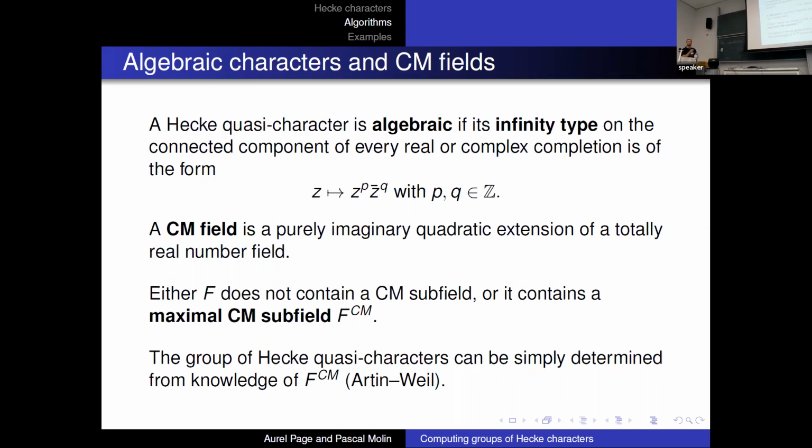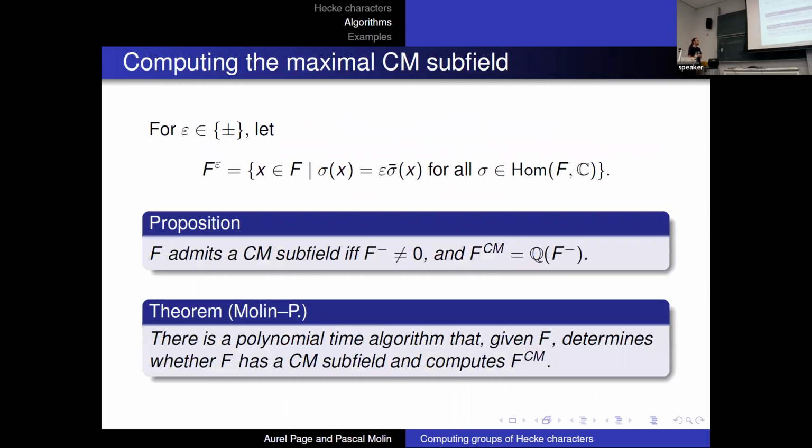So the whole difficulty is reduced to computing this maximal CM subfield. A priori, you may have to go through all the subfields of F, of which there might be more than polynomially many, or do some Galois theory of F, but we also don't know how to do that in polynomial time. So one of the things that we've done here is we've worked out a polynomial time algorithm that, given F, determines whether it has a CM subfield, and if so, computes the maximal CM subfield.